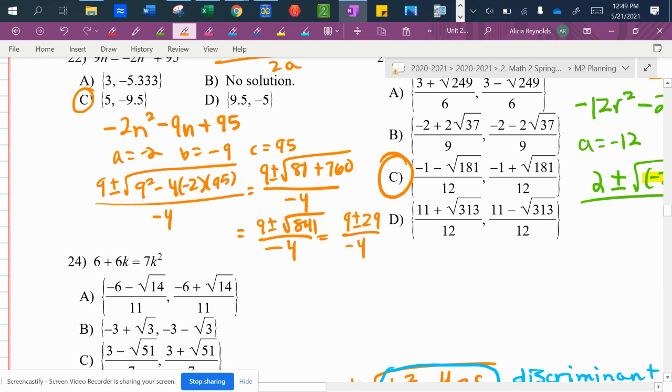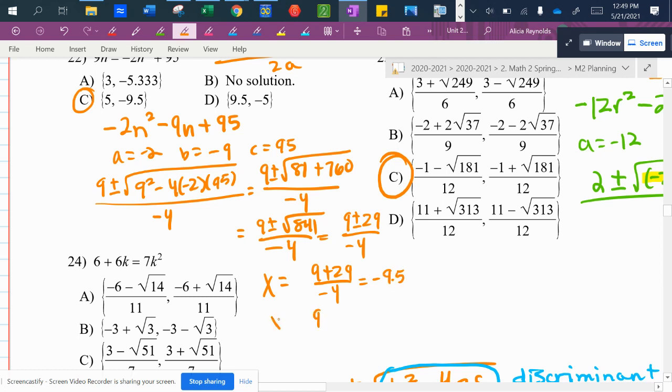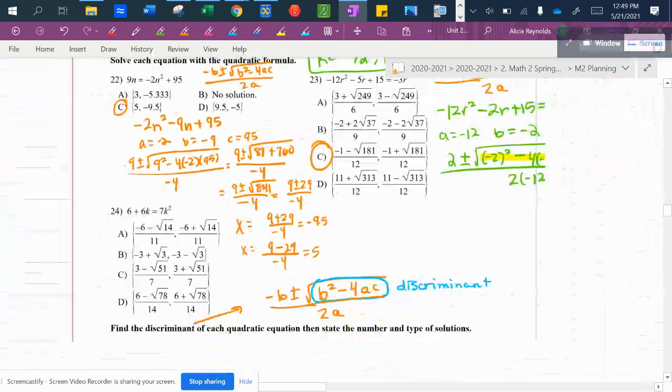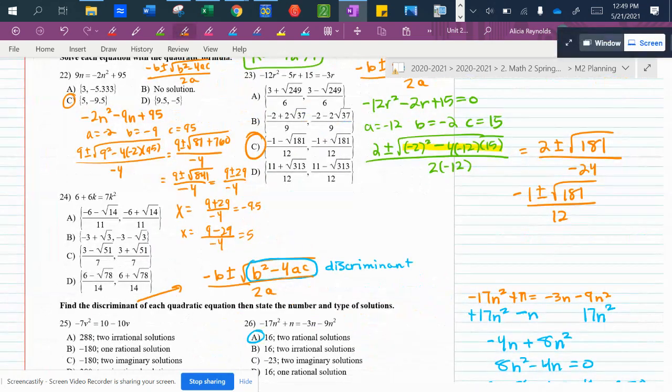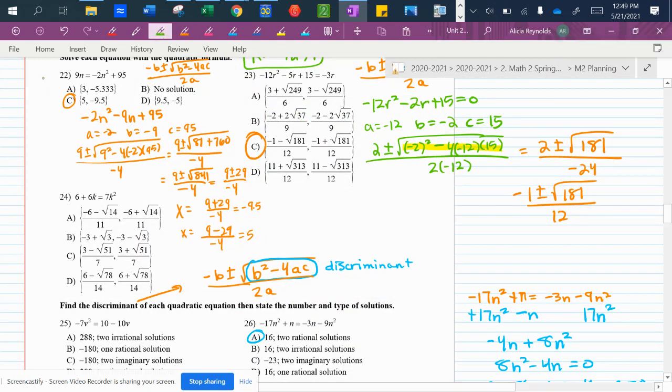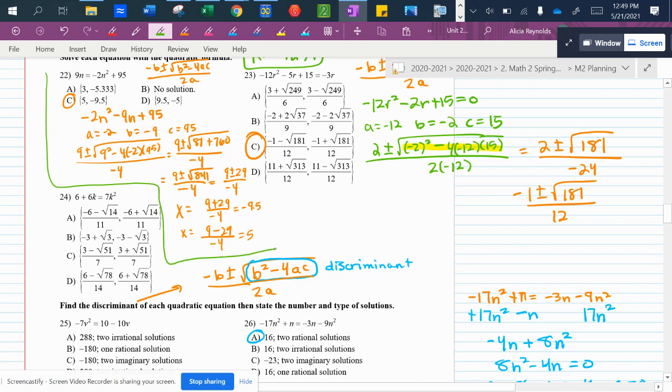So make sure we understand that this is two different answers. So x is going to equal 9 plus 29 over negative 4, which is how we get negative 9.5. And x equals 9 minus 29 divided by negative 4, which is going to give us positive 5. So all of this right here is for number 22.